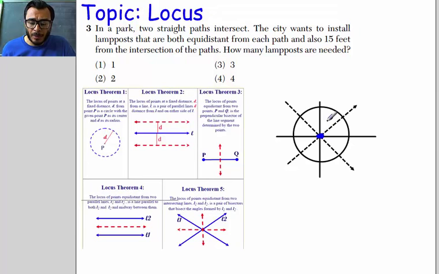So how many lampposts are needed? You're going to need 4. One here, one here, one here, and one here. Basically, you need a lamppost 15 feet from the intersection of the paths. So that's on the circle, and equidistant from the 2 paths. So it has to also be on the dotted lines.